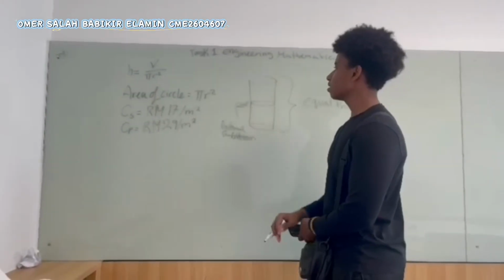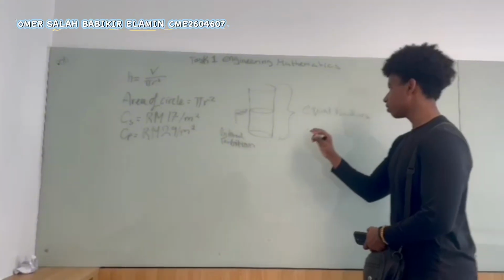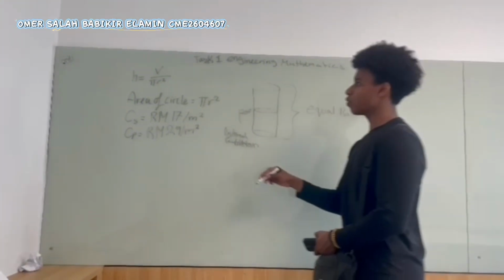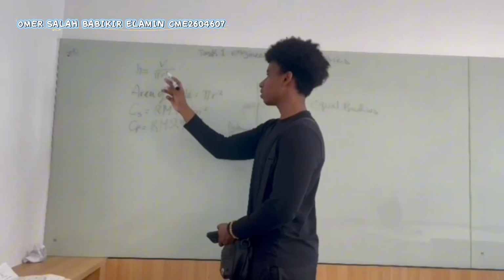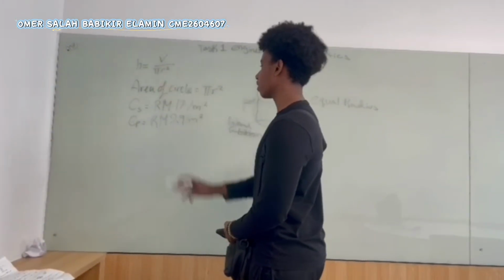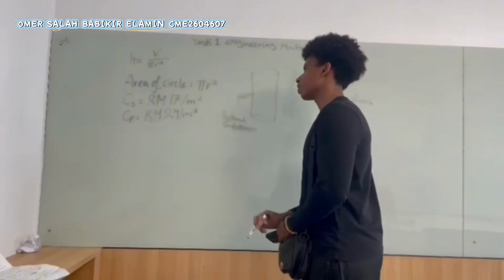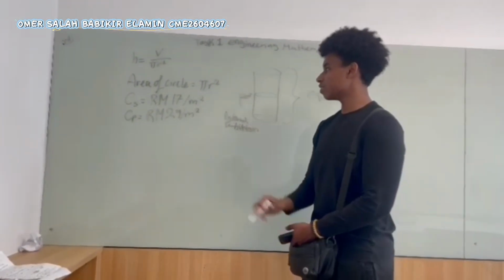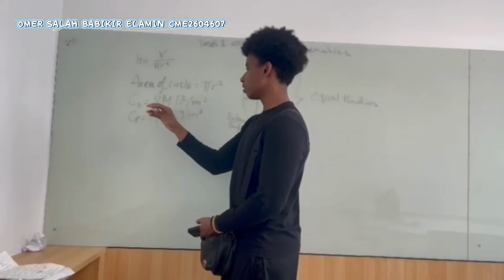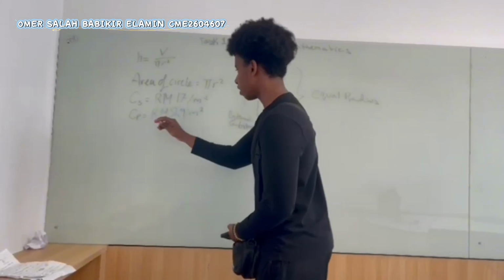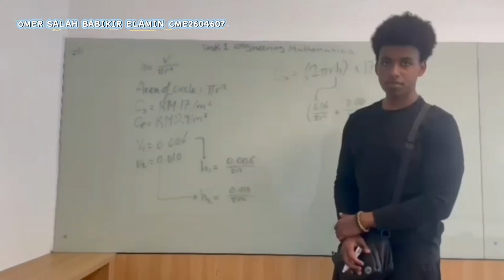So task 1 says that we have a dual compartment reactor separated by an internal partition with equal radius. And we know that the height of the cylinder is represented by volume over pi r squared, and that the area of each circle is pi r squared. And the surface cost is 17 ringgit per meter squared, and the internal parts, all the parts, cost 29 ringgit per meter squared.